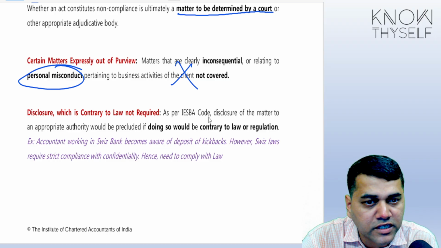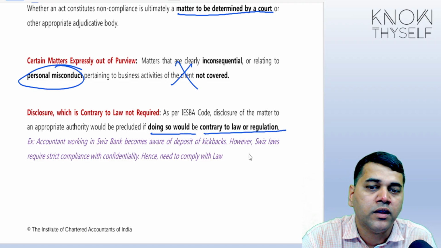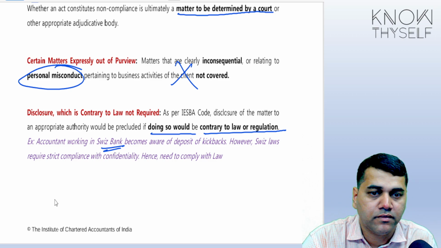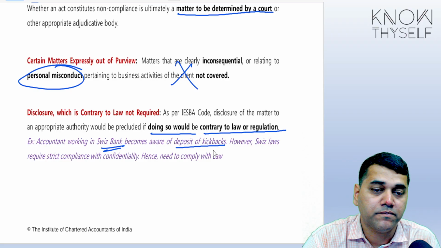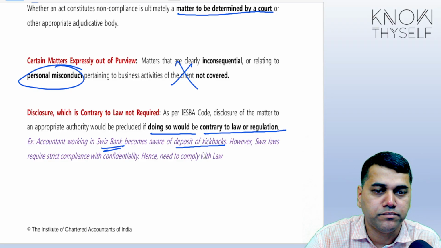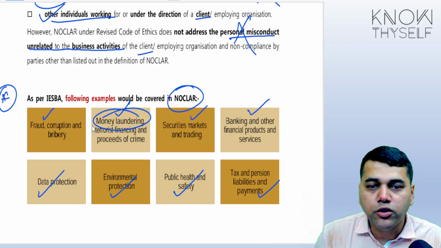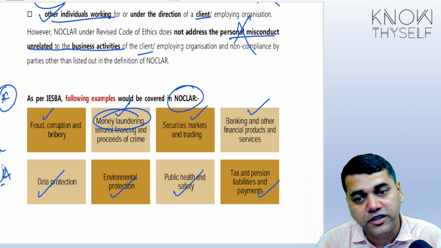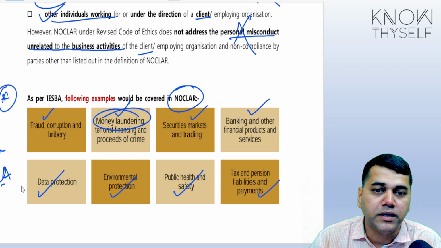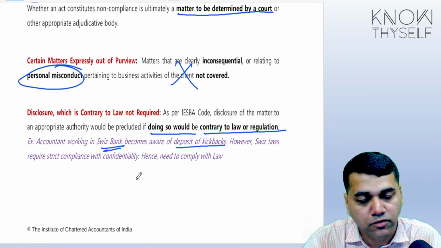So, if disclosure to the appropriate authority would be contrary to the law, it is not required. For example, if an accountant is working in a Swiss bank and he comes to know about some deposit happening in the bank, and that is coming as a bribe. Now you know your client has deposited some money. Now, is it money laundering related activity, should you report under NOCLAR? Yes, because we have already seen money laundering has come. That means if tomorrow you are a CA working as an employee in a bank, but again, this is applicable for senior employees, CFO level. If you come to know that some client has deposited some money, they are doing some money laundering, some terrorist funding, it is your responsibility to take a certain set of actions. We will see that further.